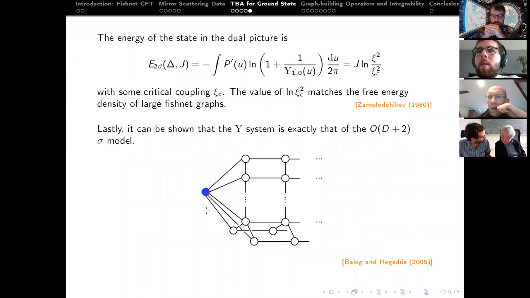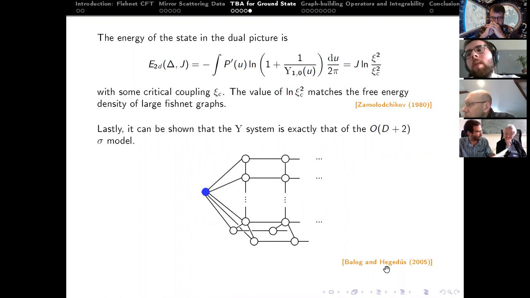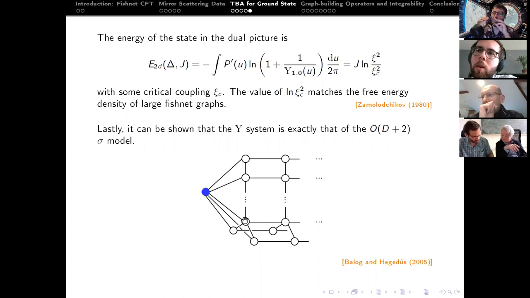Okay, and finally, it can be shown also that the Y system is exactly that of the OD plus 2 sigma model. This was derived in that paper. I'm not showing the equations, but it looks like this. So now for D even, once again, you have the OD plus 2 Dynkin diagram. And the only massive node interacts with the first Dynkin diagram. And then you have infinitely many copies of this pattern. Okay, so are there questions before I move on to the last part?